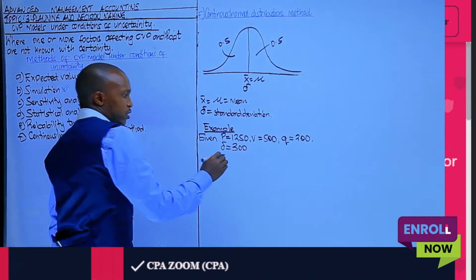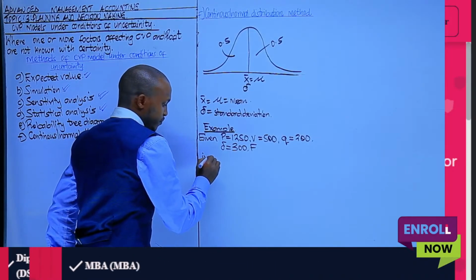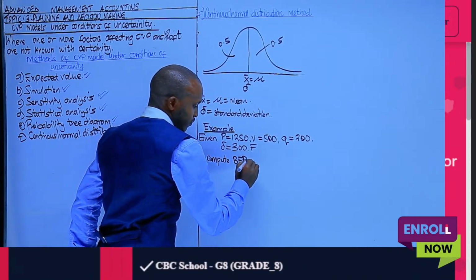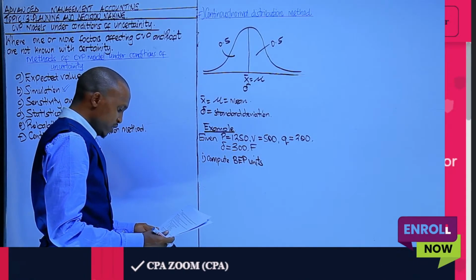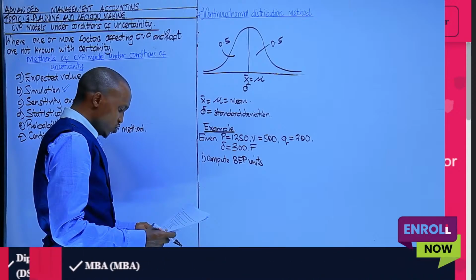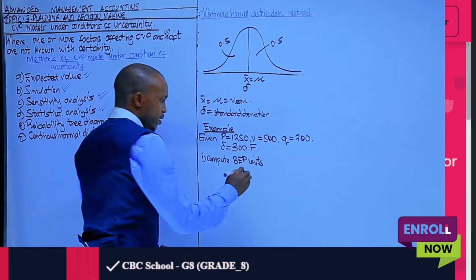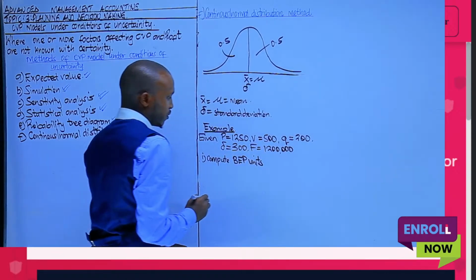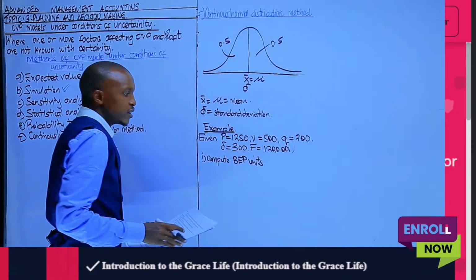Compute the break-even point. In what? Units. Given that your fixed cost is how much? Your fixed cost is 120,000. Okay?